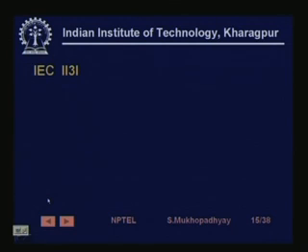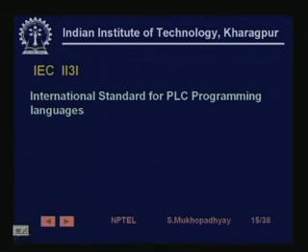Now, having said these things, this is, very briefly, a structured design approach to RLL programming. Since we are coming to the end of this programming part, we must mention that there are certain standards of programming languages which have come. For example, IEC 1131. IEC stands for the International Electrotechnical Commission, and 1131 is a number. This is an international standard for PLC programming, and it classifies languages into two types.